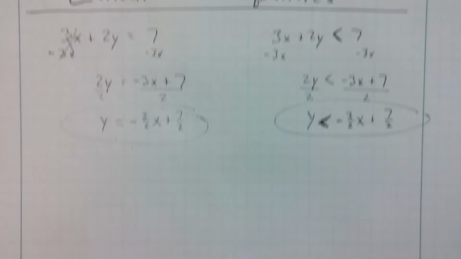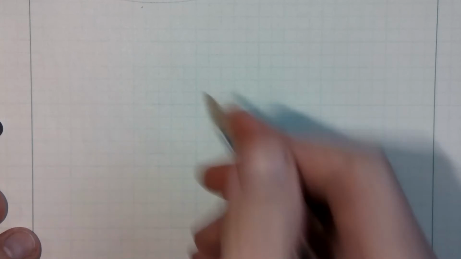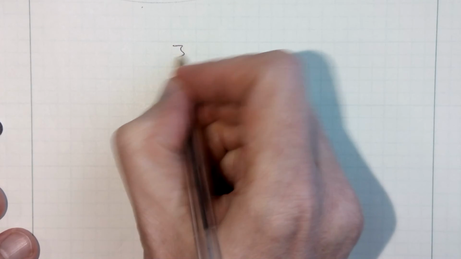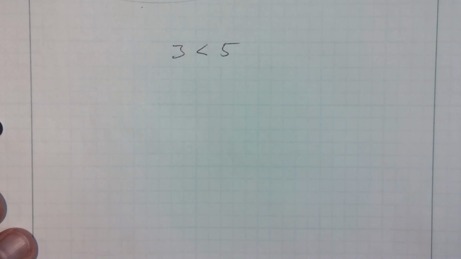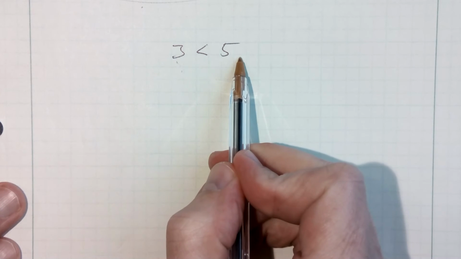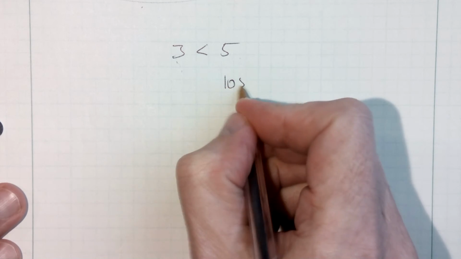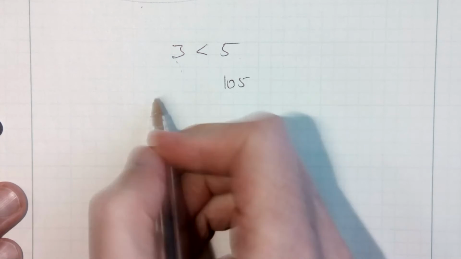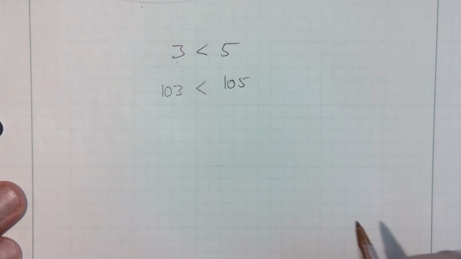And I want to introduce that a little bit differently. You do agree that 3 is less than 5. I can add or subtract any amount I want, and the left will always be less than the right side. If I add 100 to the left side, and I add 100 to the right side, 103 is still less than 105.